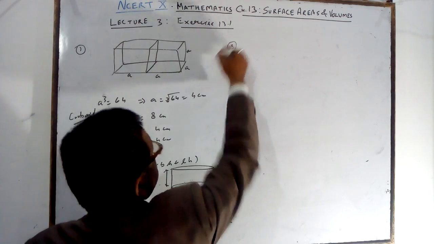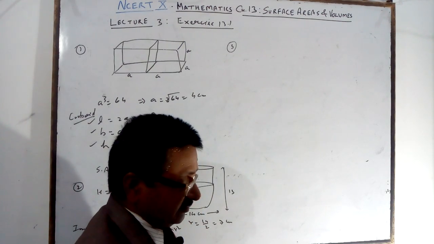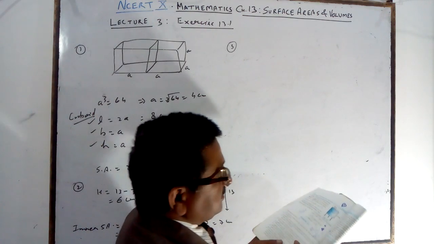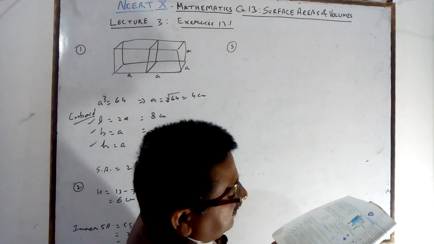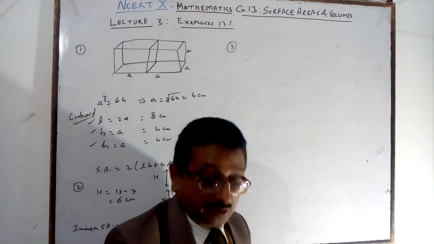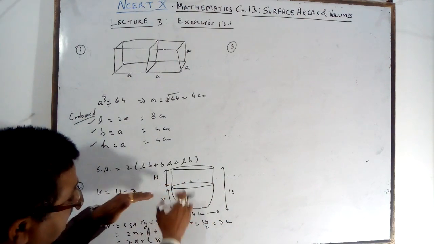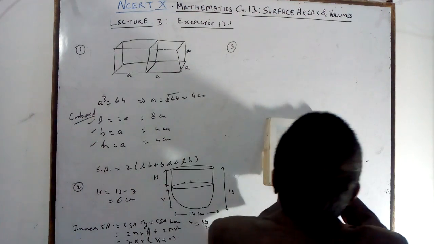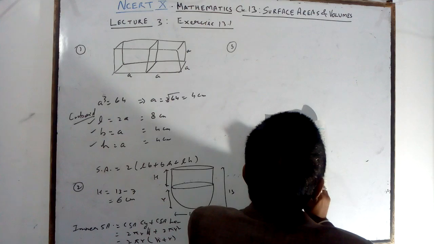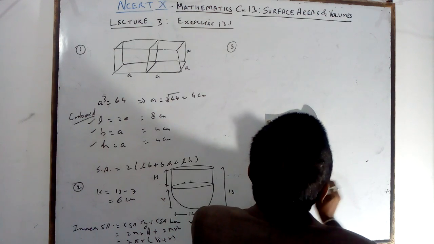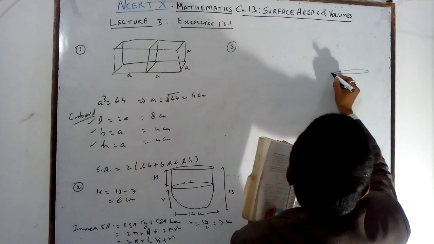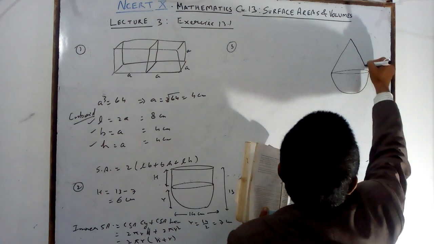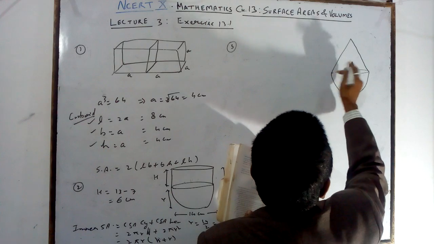Question number 3 of this exercise. A toy is in the form of a cone of radius 3.5 centimeter, mounted on a hemisphere. Surmounted means it is the upper and the other is the lower. Mounted on a hemisphere, not a cone. It means the hemisphere is down and the cone is on top.